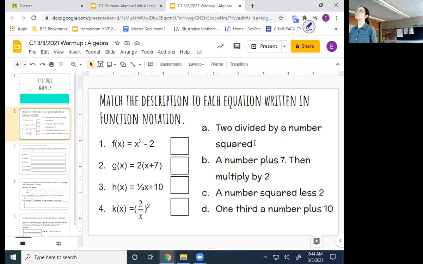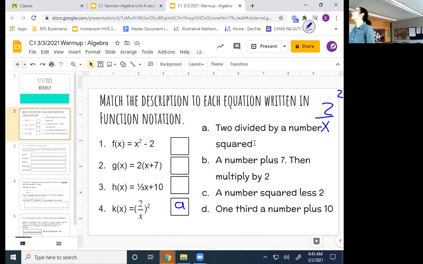So which one did we match letter A to? Nice job. Very good. Nice job, Naseem. Nice job, Peyton. A matches with number 4 because we're dividing 2 by a number, and we represent that by using a variable. In this case, we're using the variable x. And then we need to square that number.